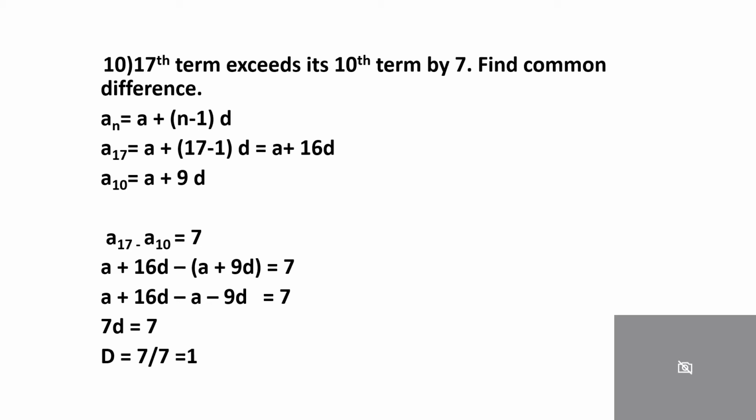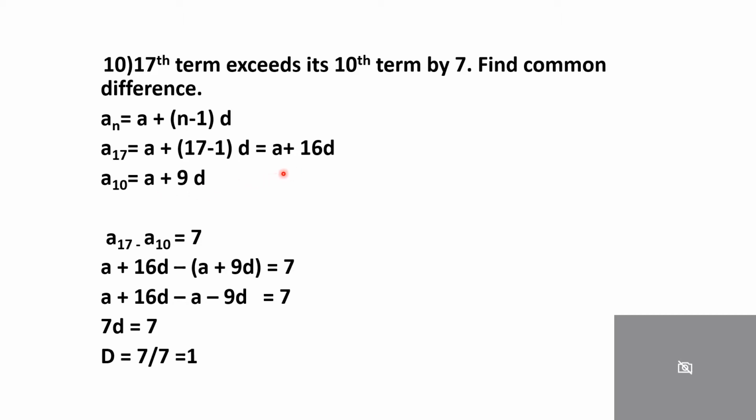This is actually 5.2 exercise 10th problem. The 17th term exceeds its 10th term by 7. Find the common difference. So what is the 17th term? A plus 16d. And what is the 10th term? A plus 9d.